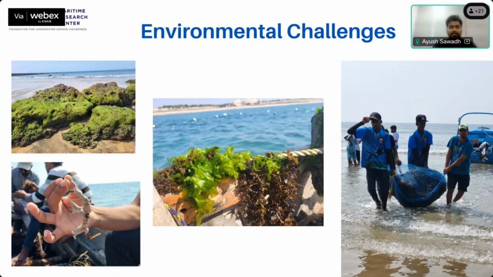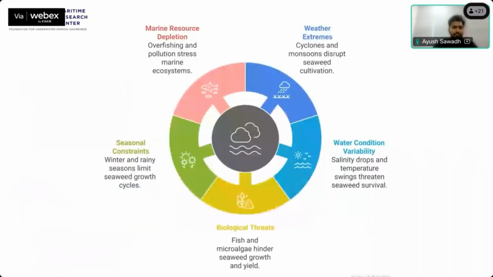From unpredictable weather to shifting ecosystems, the farmers and fishermen face constant hurdles that threaten their yields and their future. So let's break down the key challenges and identify them. Starting with the key issue, first, depletion: overfishing and pollution are stressing marine ecosystems.